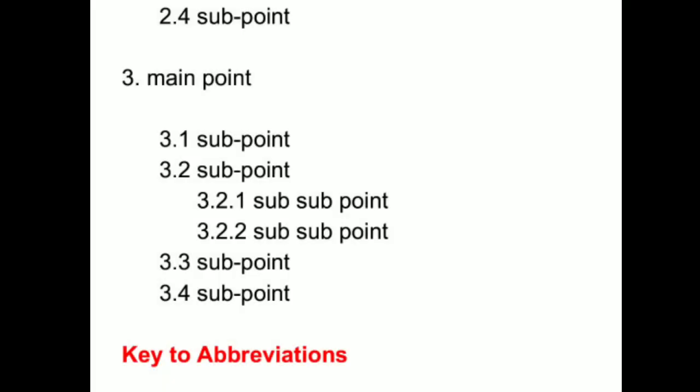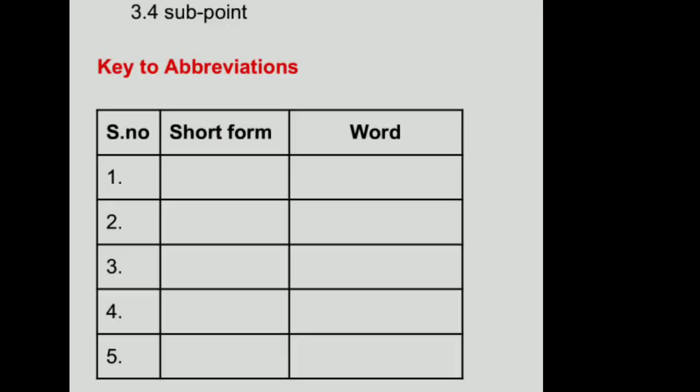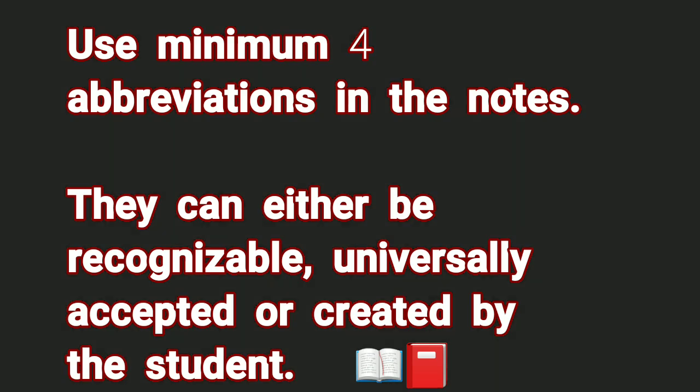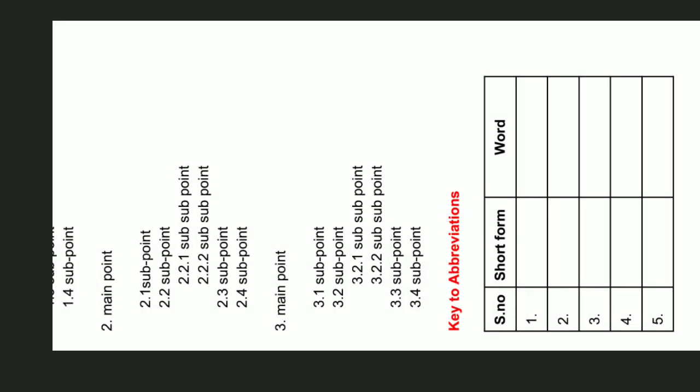After that, number 2, main point. Here I have given subpoints as well. Have a look at it carefully. Then you may get the third main point. And last of all, key to abbreviations. Make a table and write serial number, short form, and word. Use minimum 4 abbreviations and not more than 6. Abbreviations can either be recognizable or universally accepted, or you should create some on your own. They should be the short forms of long words that are really long.